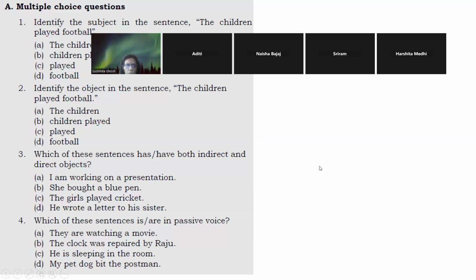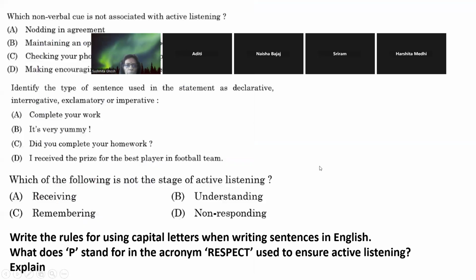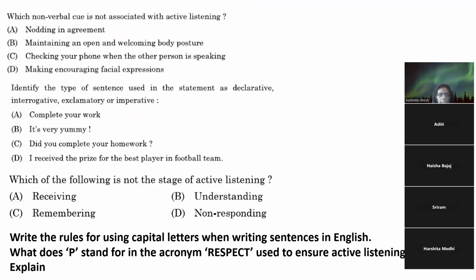So there are some more, you can just go through that. And these are the questions from the exam paper that came. Identify the type of sentence as declarative, interrogative, exclamatory or imperative. So the first one, complete your work, should be what? Imperative? Declarative? Because it is a command. It's very yummy. Exclamatory.